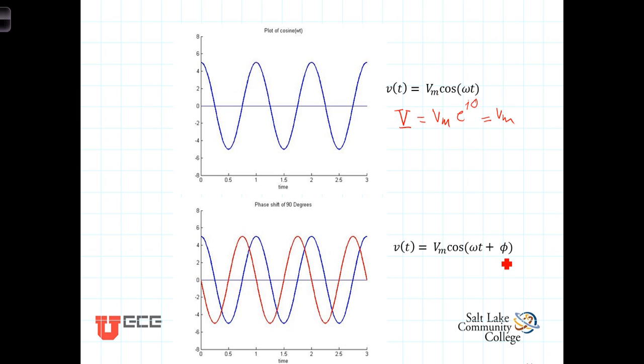For a waveform that's got some finite shift to it, we would write phasor v as equal to v sub m e to the j phi. So this complex exponential term is going to represent a waveform, in this case, that is shifted phi degrees away from the original or the non-shifted waveform. This blue one is cosine omega t. The red one is cosine omega t plus phi. In this case, phi is a positive 90 degrees.